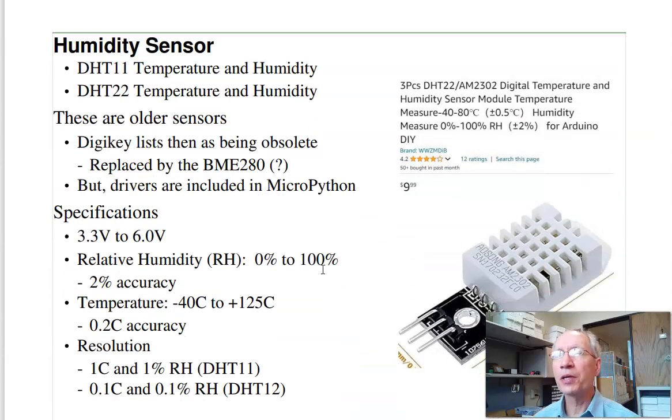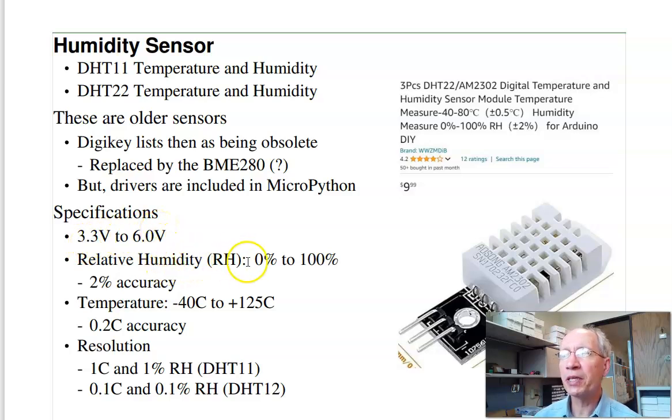There are other humidity sensors. There's the DHT11 and DHT22. Now these are listed as being obsolete on DigiKey, probably because they're being replaced by the BME280. But the drivers are included in MicroPython, so you don't actually have to go find them. The specs on these two sensors are really about the same. The 11 is blue, the 22 is white. They both operate between 3.3 and 6 volts.